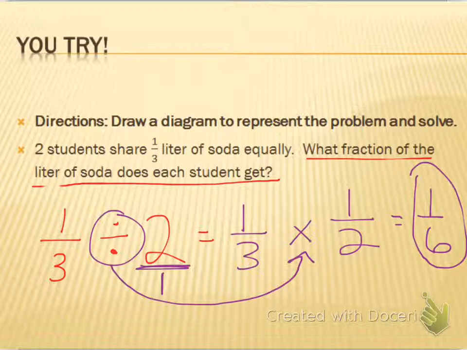Some of you might prefer to represent division using equations, others might like to use pictures, and some of you who like to write may like to create story problems. The point is, you can use different ways to represent division, and it all helps you really understand what division is all about.